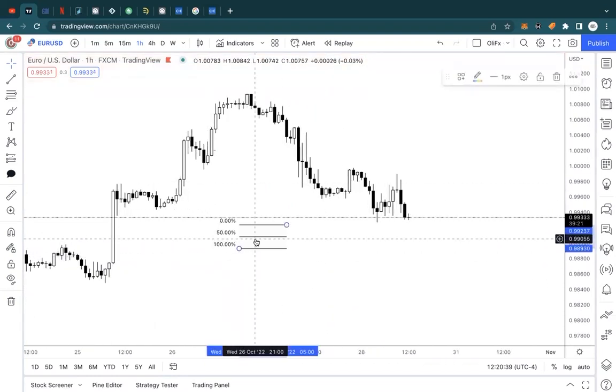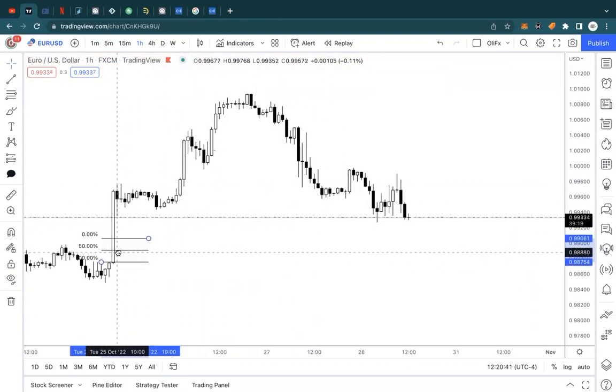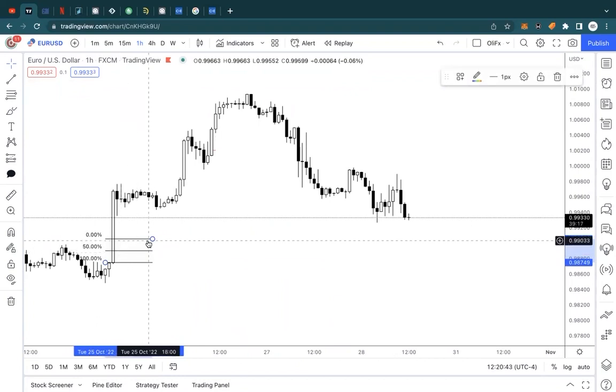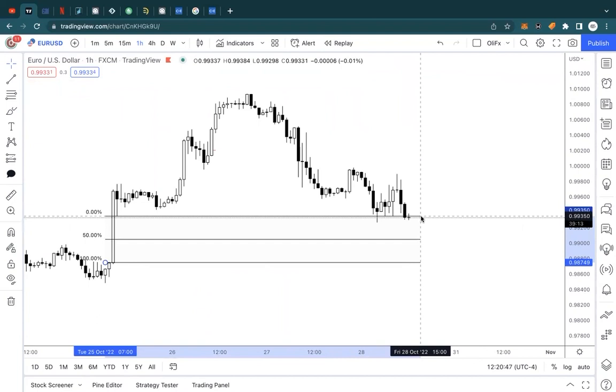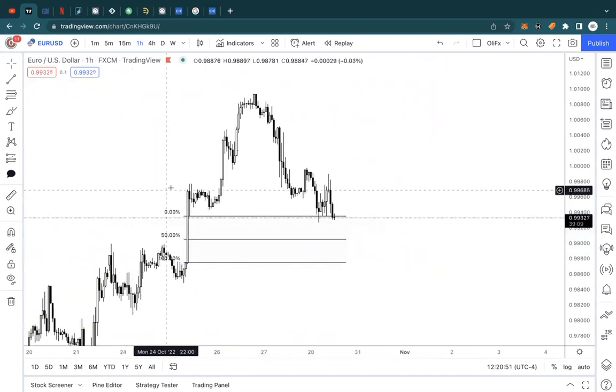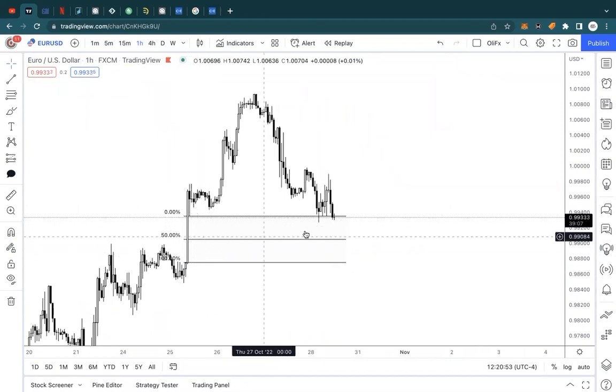So it doesn't matter how long ago they are either. That's another thing. We have this one now about to come down into it, as you can see. So pricing back here, it hasn't come back down into this one yet.